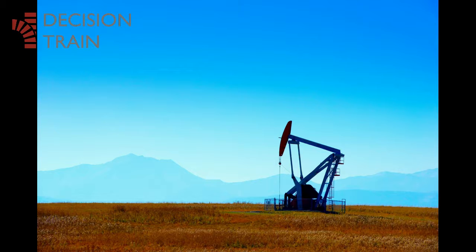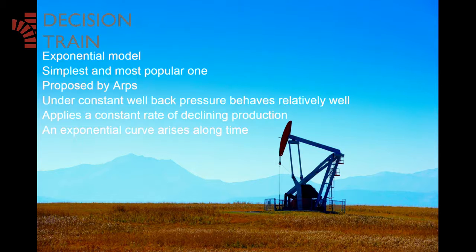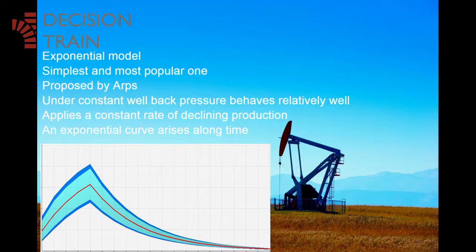We will use here the simplest model, which is the exponential one. According to Arps, who originally defined this methodology, this model is the most common one. Under conditions such as constant well back pressure, an exponential decline assumption behaves relatively well. The exponential model assumes a constant rate of decline with respect to the previous period. In this sense, since we are applying a constant rate of declining production with respect to an increasingly diminished base, an exponential curve flattens out over time.